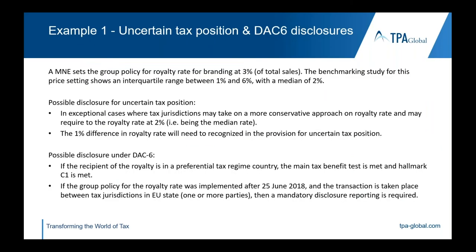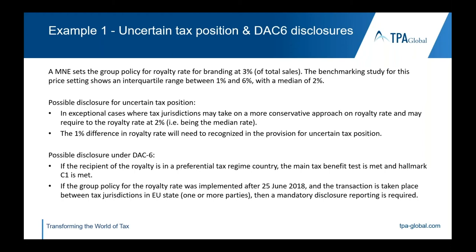Yeah, so if we move on then to the first example. This slide will be shared by Emily and myself. I will start with the uncertain tax position ramifications. So we have an example here where an MNE sets a group policy for royalty rates in connection with branding. It sets the rate at 3% of total sales. It has to substantiate this 3%. It has basically obtained a benchmark study, and this shows that an interquartile range between 1 and 6 with a median of 2% is considered at arm's length.